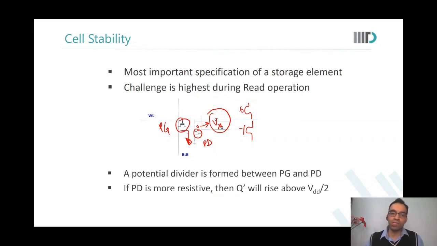If pull down is more resistive, then what happens? This node will rise above VDD by 2, and it will kind of flip the contents of the memory cell. We don't want that to happen. So there was this question, that if we remove those PMOSs, what happens? We already start to see that there are sizing constraints that would come. Otherwise, the memory cell operation will start to get hampered. Are you able to see this? Any questions?